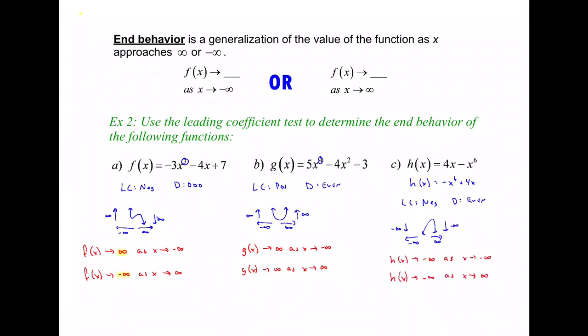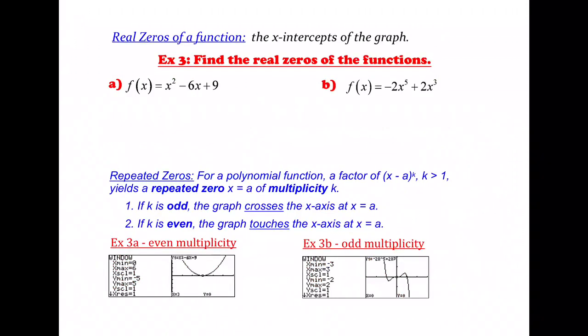So h of x approaches negative infinity as x approaches negative infinity, and h of x approaches negative infinity as x approaches infinity. So what I'm highlighting here is really what you're answering. You're answering the y value as x approaches negative infinity and infinity. So that is how you determine end behavior.